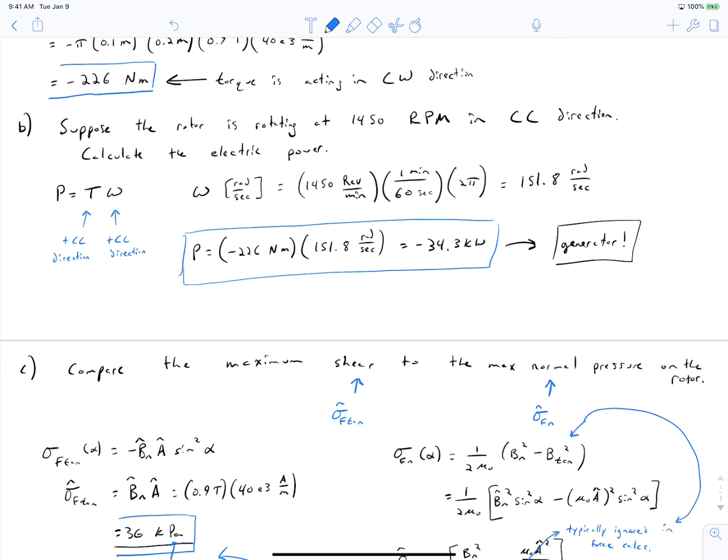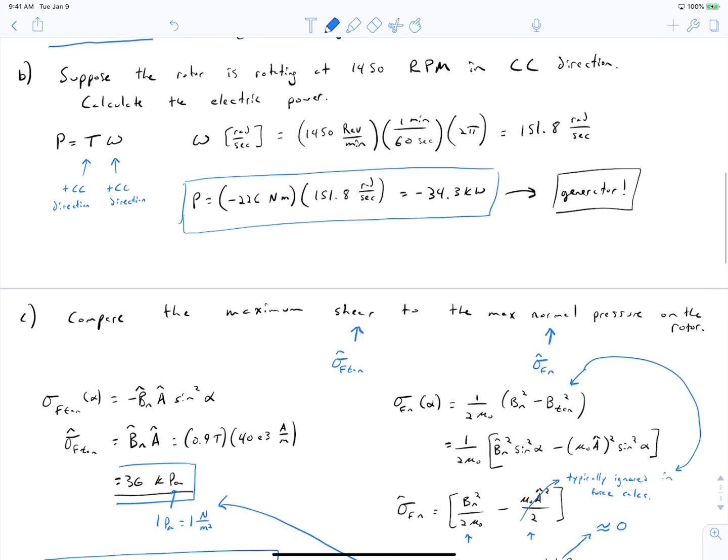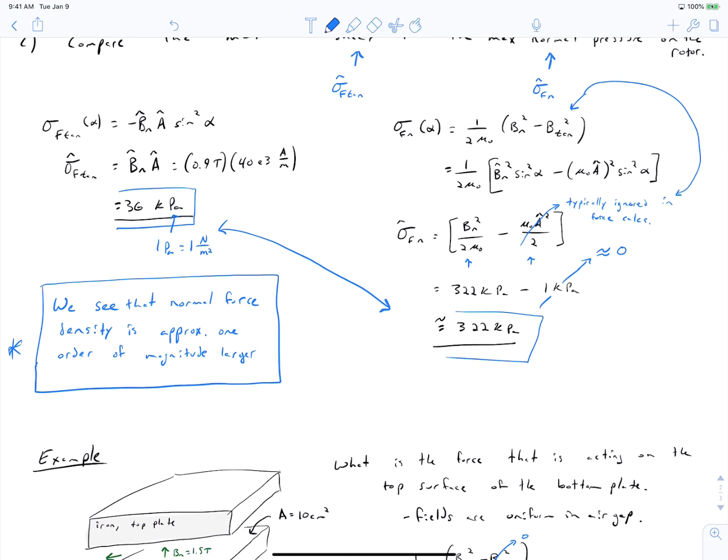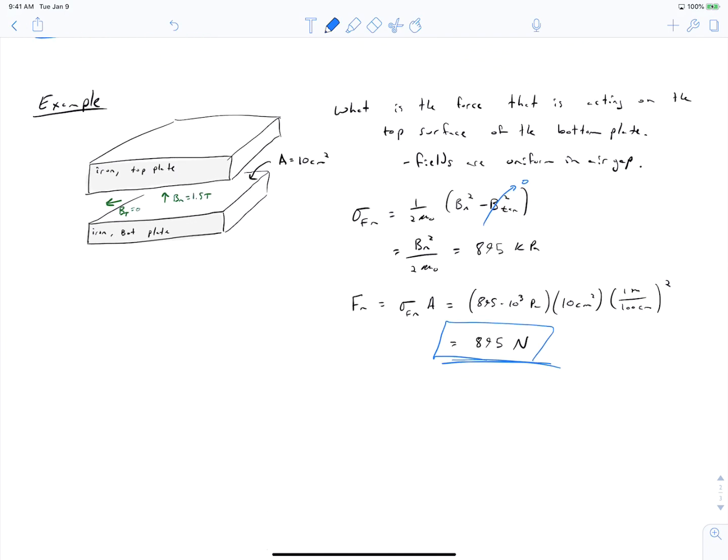So we calculated the force, the torque acting on the rotor. We converted that to a power. We noted that it was a generator. And then we made this interesting observation that despite the fact that we designed machines to produce torque, they actually are subject to very large normal forces on the surface of the rotor. And these normal forces typically are an order of magnitude or larger than the shear forces that are used to produce torque. And then finally, we worked a simple example where you had a chance to try your hand at using the Maxwell stress tensor to calculate forces on an object.